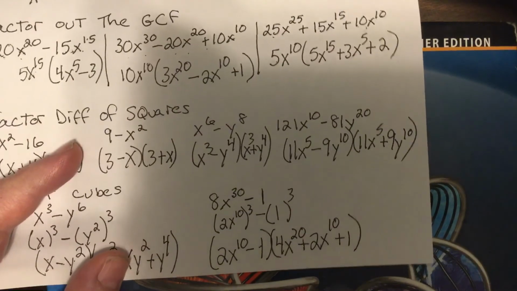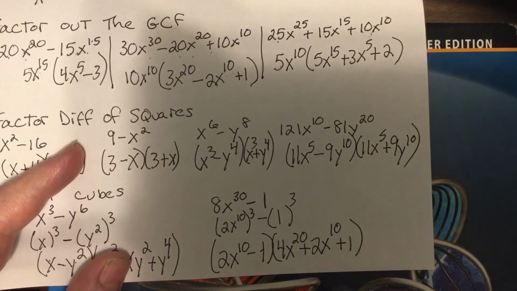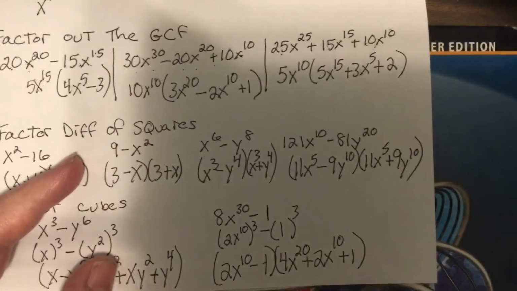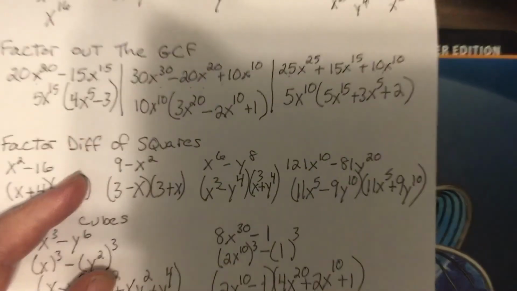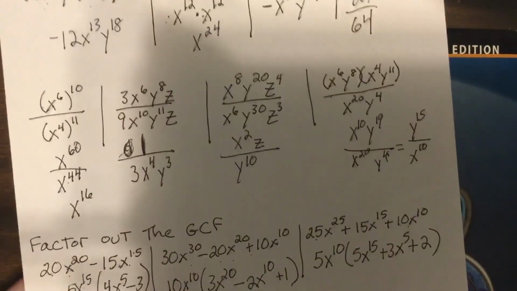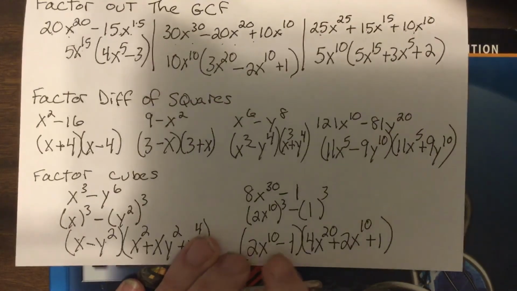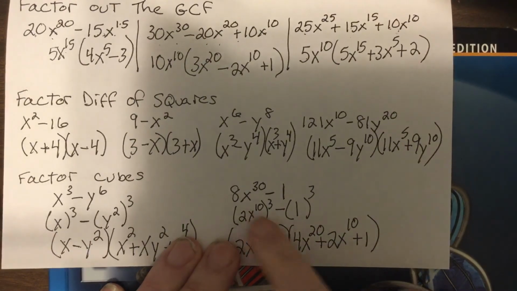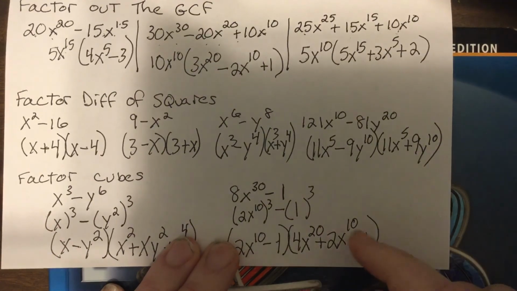One more time. First, write it without the cubes. Then square the first term, opposite sign. Product of the two, add the square. One more time, same steps for the next one.